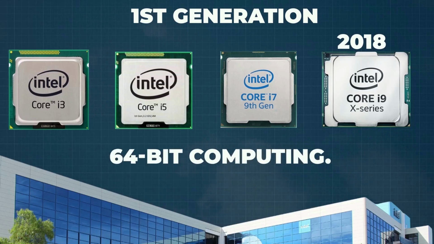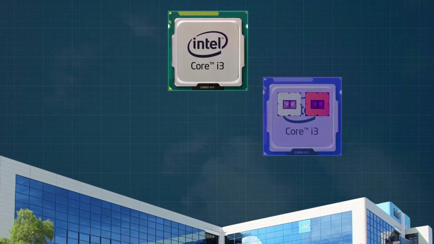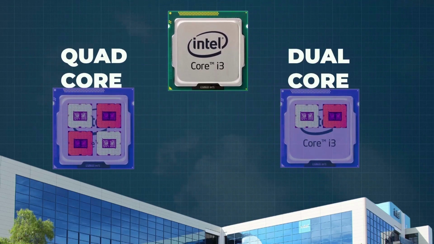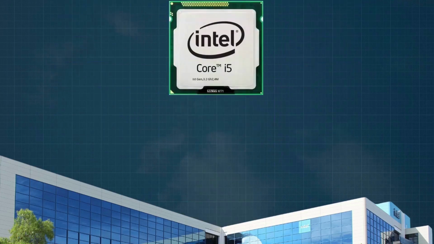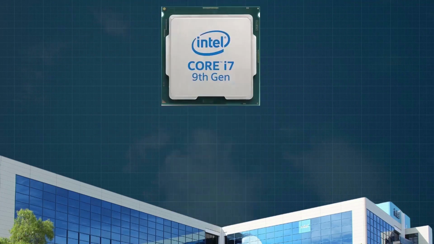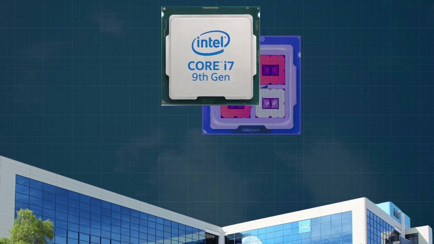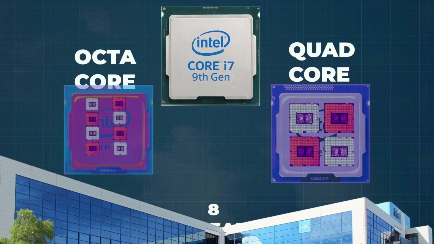The Core i3 represents entry-level performance, featuring dual-core or quad-core configuration, which supports 2 threads per core. Core i5 offers mid-range performance with quad-core configuration and support for 4 threads per core. Core i7 provides high-end performance, offering quad-core, hexa-core or octa-core configuration with support for 8 threads per core.